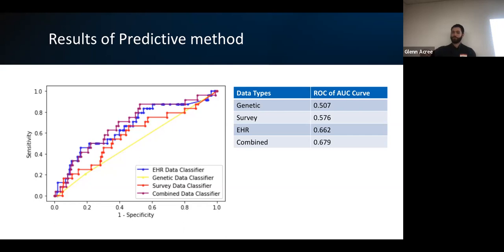Were you able, for specific data types, like survey, there are several, like the wearables, that was the gradient boosting model, right? That's right. So were you able to extract the feature importance, like which features were the most important amongst the survey data types? Yeah, great question.